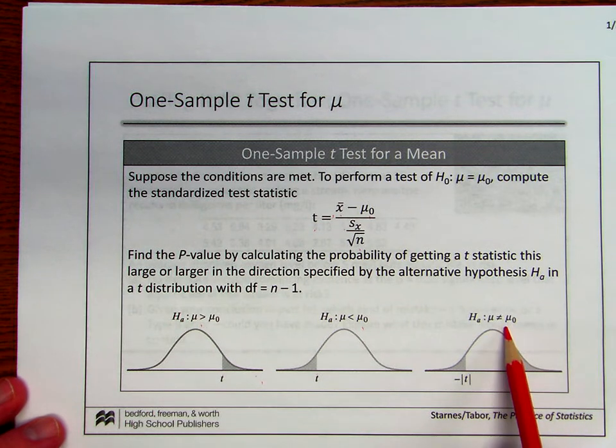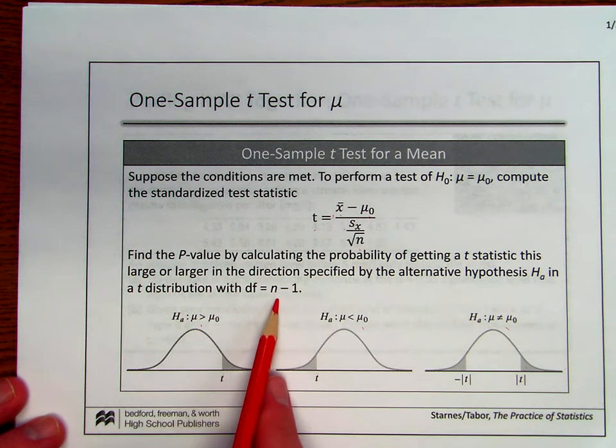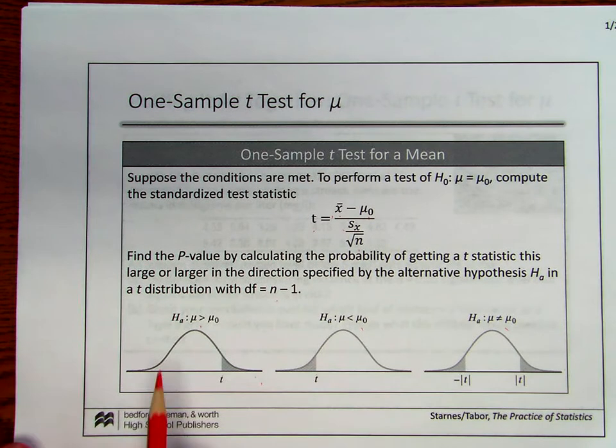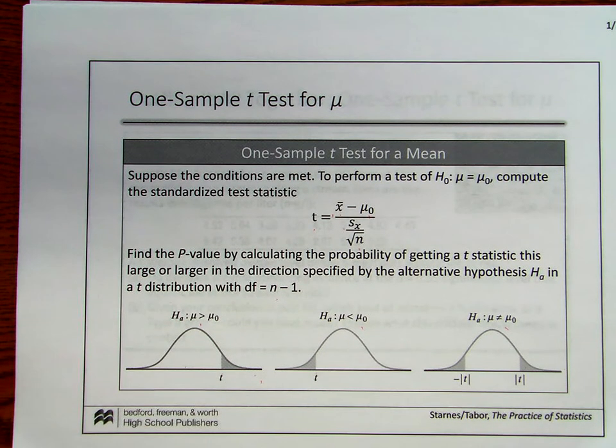If it is a non-directional or two-tailed test, you're going to find whatever area you land on and then double it because the curve is symmetrical. Also, I forgot to mention, we're looking at a t-distribution with n-1 degrees of freedom for these particular curves.